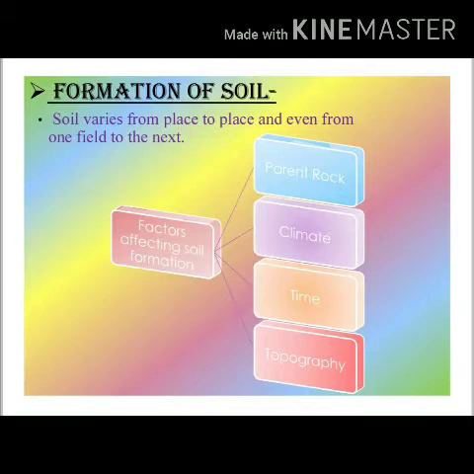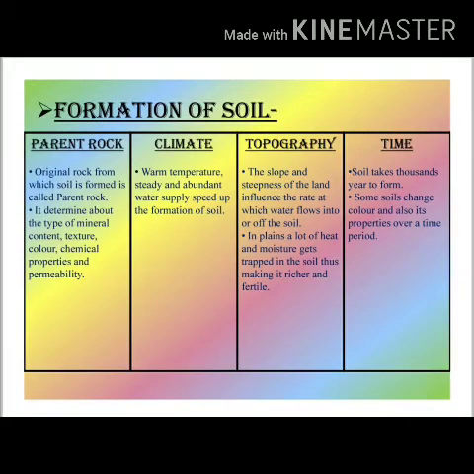Some factors which affect the soil formation are parent rock, climate, time, and topography. If we talk about the parent rock, it is the original rock from which the soil is formed. It determines the type of mineral content, its texture, color, chemical properties, and permeability. Like granite rocks will produce coarse loamy soil structure, while basaltic rock produces clayey loamy texture.